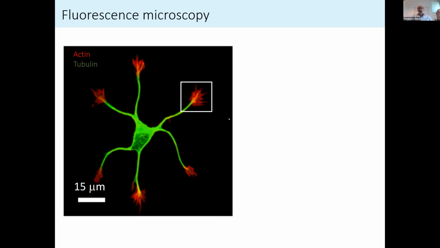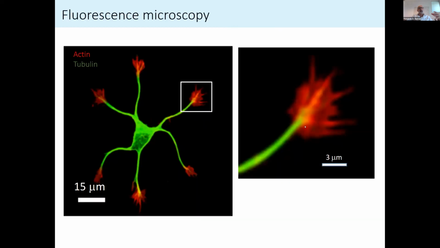But now, if you would like to get more detail, for example, by zooming in on this growth cone of this neuron, you will see that the image starts to get blurred. That's not because the microscope isn't working properly, but it's really due to a physical limitation of the imaging process, the diffraction limit of light. So we would like to see these small regions better.